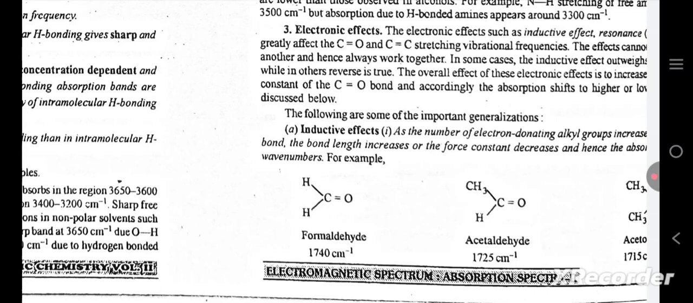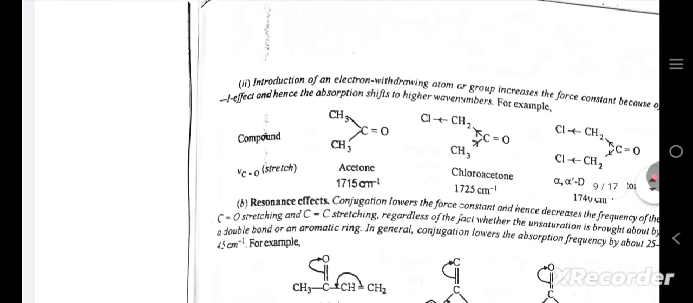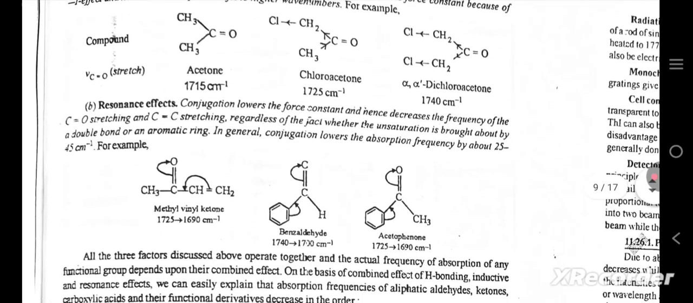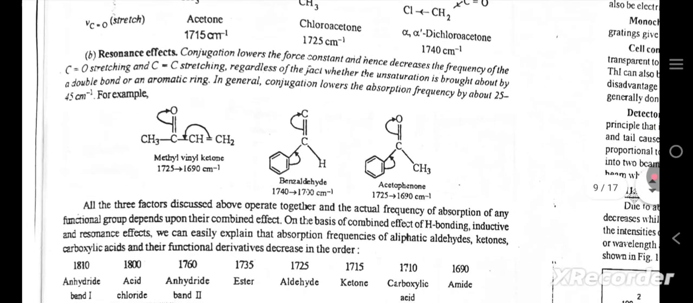The following are some of the important generalizations. Inductive effect. As the number of electron donating alkyl groups increases, the bond length increases or the force constant decreases, and hence the absorption wave numbers decrease. Introduction of an electron withdrawing group increases the force constant because of the -I effect, and hence the absorption shifts to higher wave numbers. For example, look at these examples: acetone, chloroacetone, alpha, alpha-dichloroacetone.